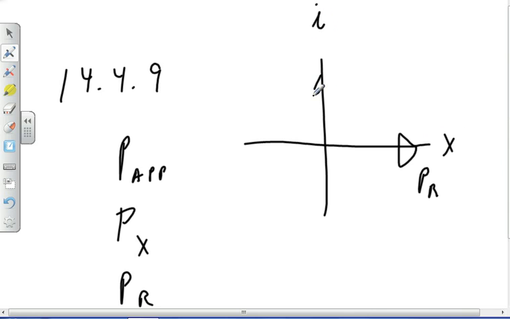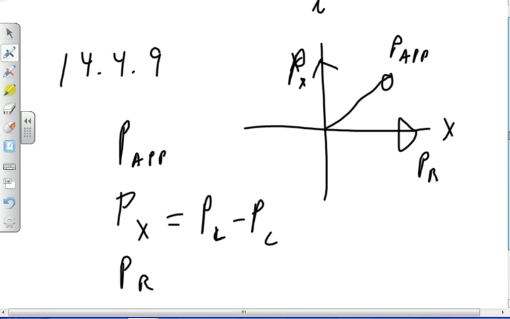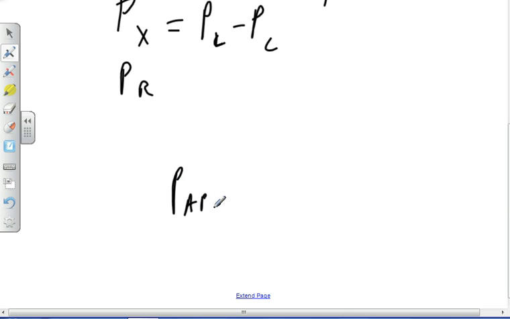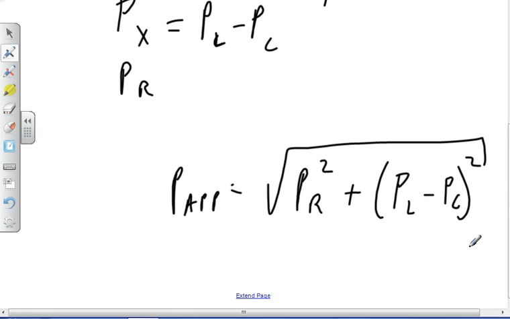And then we're going to have power that's reactive, and that's going to be the power caused by the inductor minus the power caused by the capacitor. It's going to be either in the positive or negative direction. And then we're going to have apparent power, and the apparent power is what I am paying the power company for. So my apparent power is the square root of the real power squared plus power of the inductor minus power of the capacitor squared, however that works out.